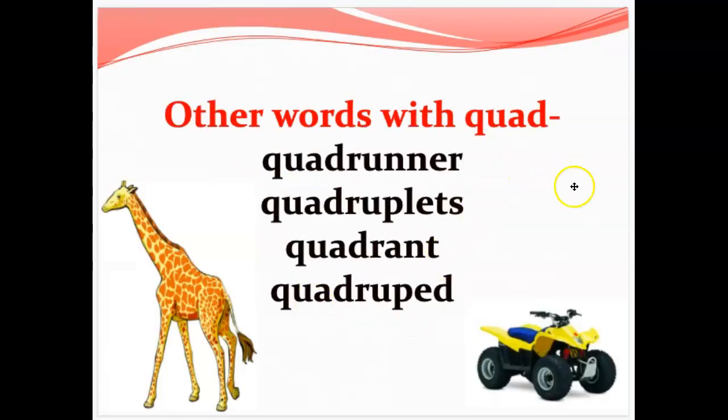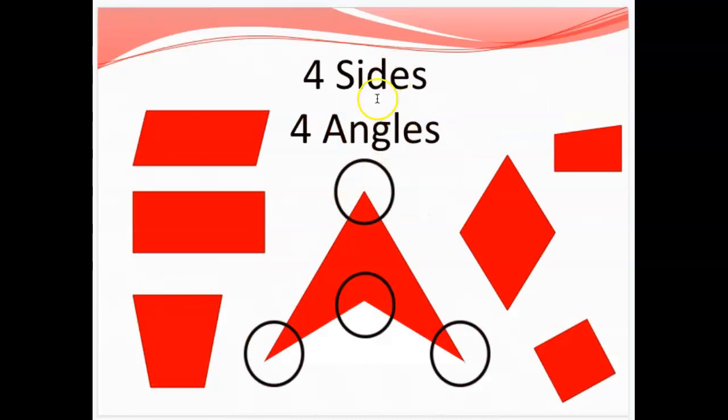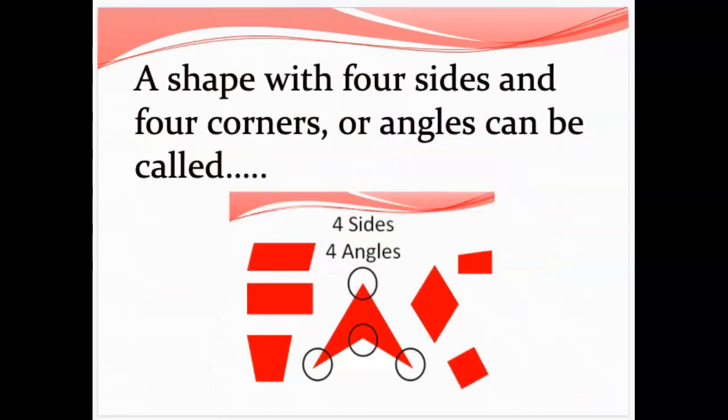Here are some other words with quad. Quad runner, quadruplet, quadrant, and quadruped. Everything in these words is something with four. Four legs, four wheels. Quad means four. So, remember, every quadrilateral has four sides and four angles.